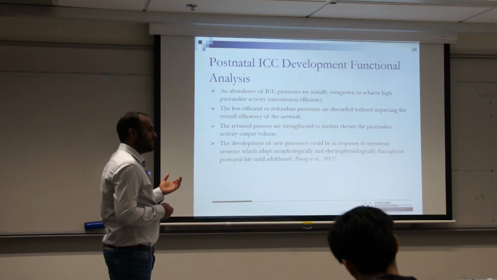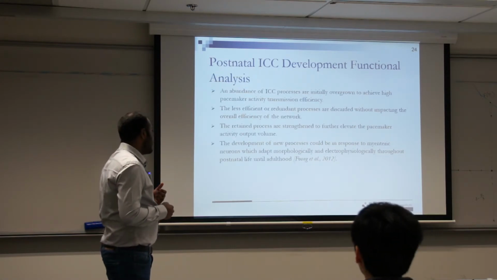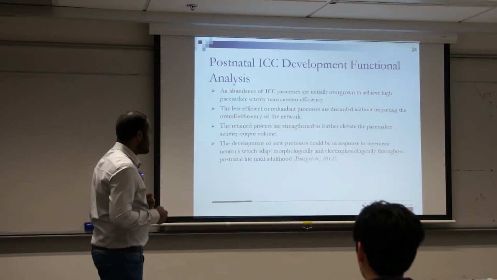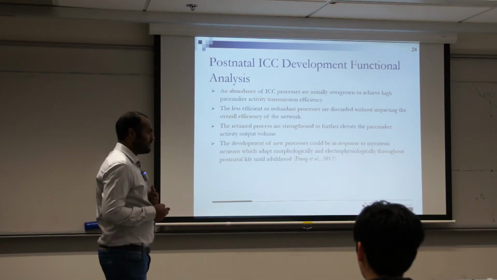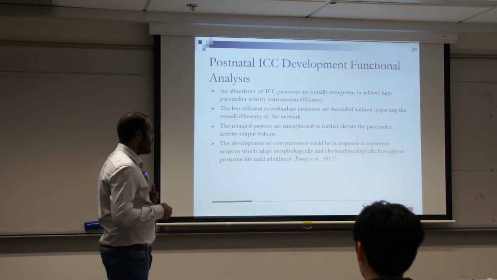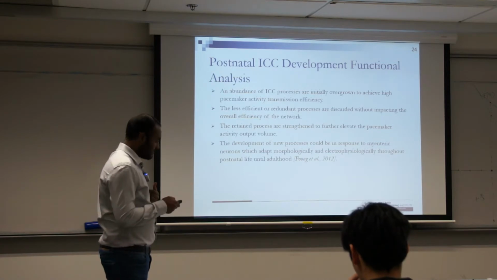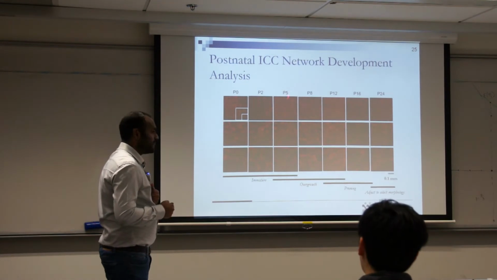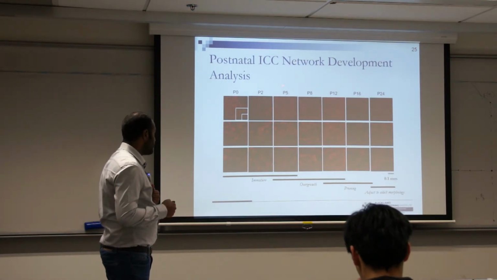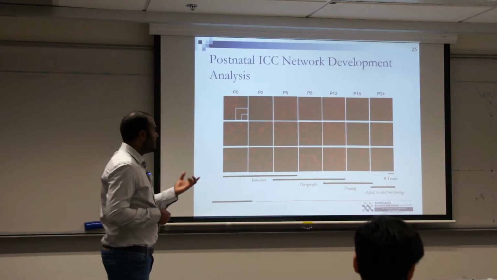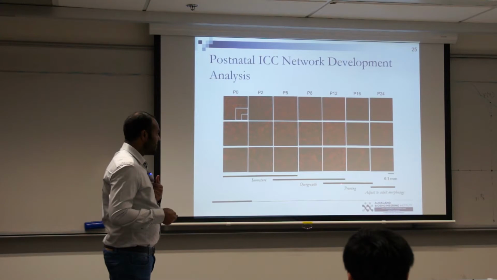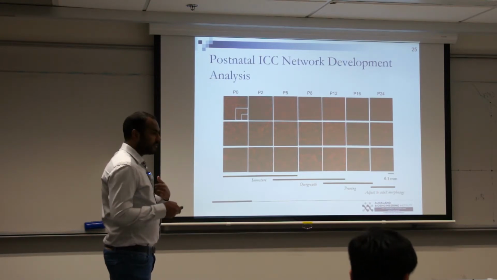for the structural analysis, we found that new processes were generated, and we believe that the development of new processes is in response to the myenteric neurons, which adapt morphologically and electrophysiologically throughout postnatal life until adulthood. So we believe it's that one. So until the age P5, it remains immature. From P5, an overgrowth of the ICC networks happens. Then at P12, a pruning mechanism happens whereby the efficiency is maintained, and then finally it adjusts to the adult morphology.